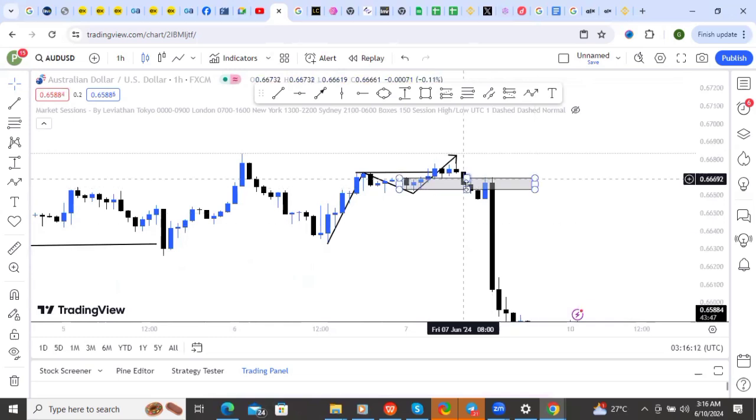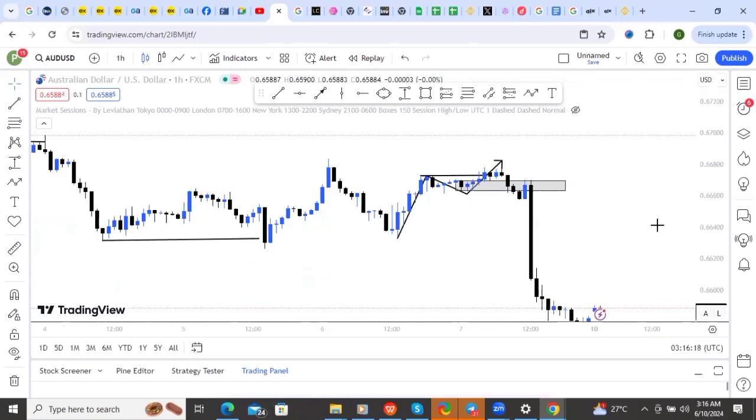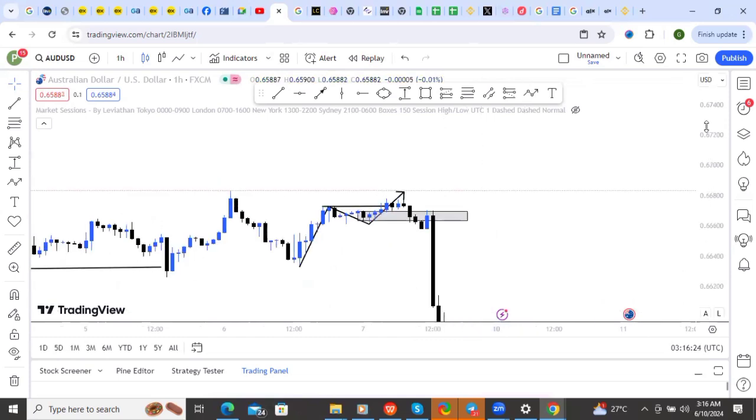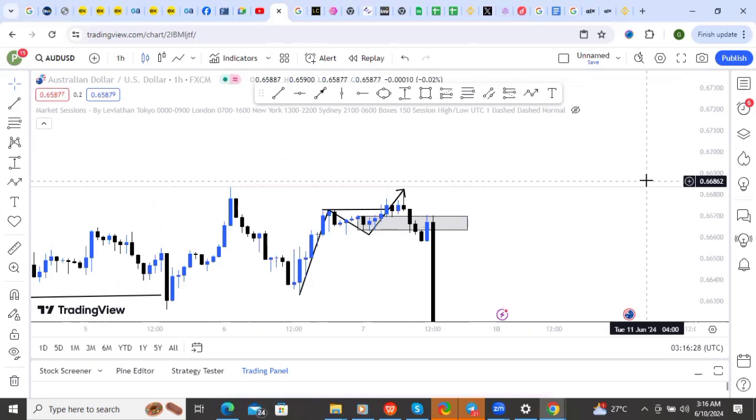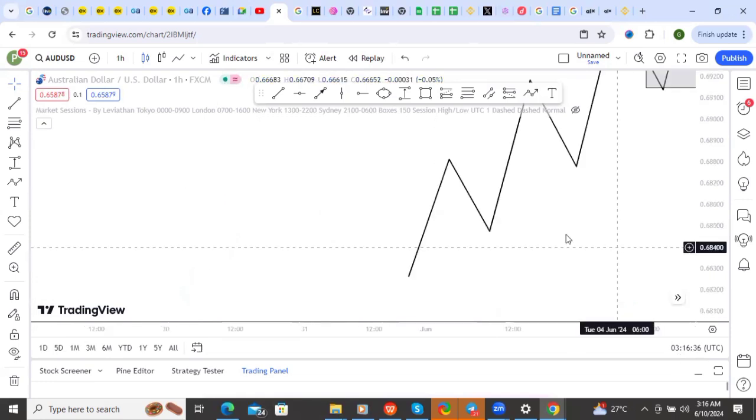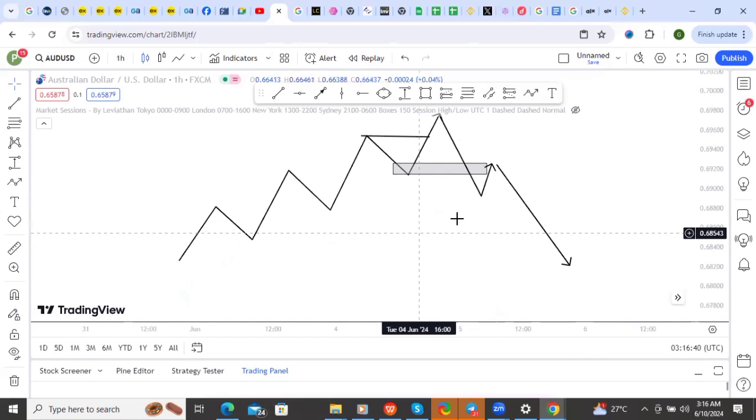Price was hovering around this place, and there was NFP which gave strength to the dollar, and this is the result. So it's a very, very simple strategy. You can add it to whatever strategy that you're using, or even trade it as a standalone strategy. It's just a pattern that you need to be looking out for. This is just it.